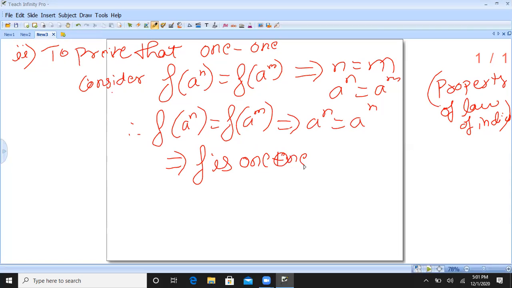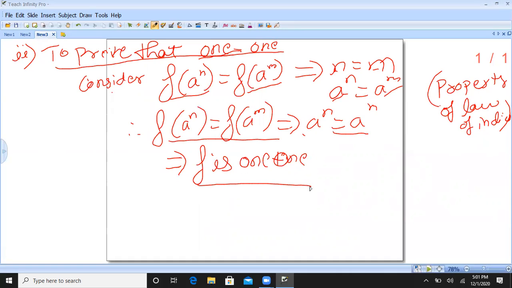So how did we prove it? We proved that it is 1 to 1. We take f of a raised to n is equal to f of a raised to m. To prove 1 to 1, we need to show that this implies the elements are equal. Therefore, if f of a raised to n is equal to f of a raised to m, we can write n is equal to m, or a raised to n is equal to a raised to m. Therefore we have written a raised to n is equal to a raised to m. Hence it is a 1 to 1 mapping.